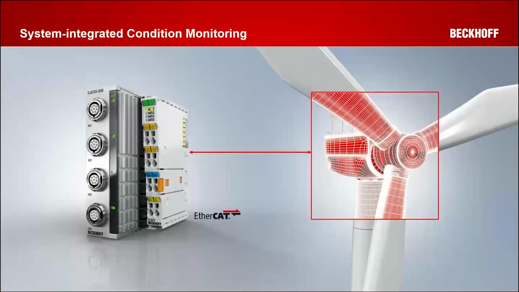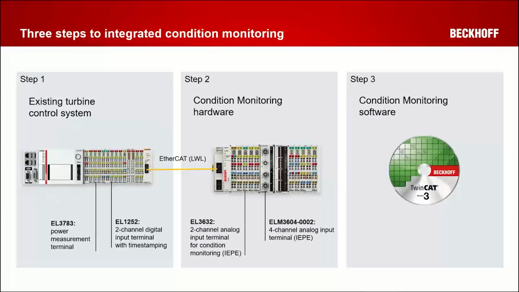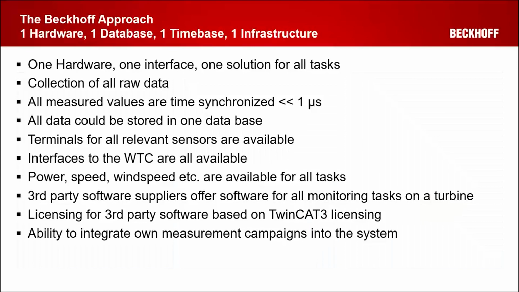So coming all together into a system integrated condition monitoring means using these open platforms and these open technologies to interface it. We have the control system, maybe an existing wind turbine control system. We just interface some more hardware. We put some more terminals to that, or put them already into the main control system, or interface it here by a coupler, add some measurement terminals, and combine it with software modules to establish this monitoring application. And this offers us to bring everything together on one hardware with one interface and one solution for all tasks.